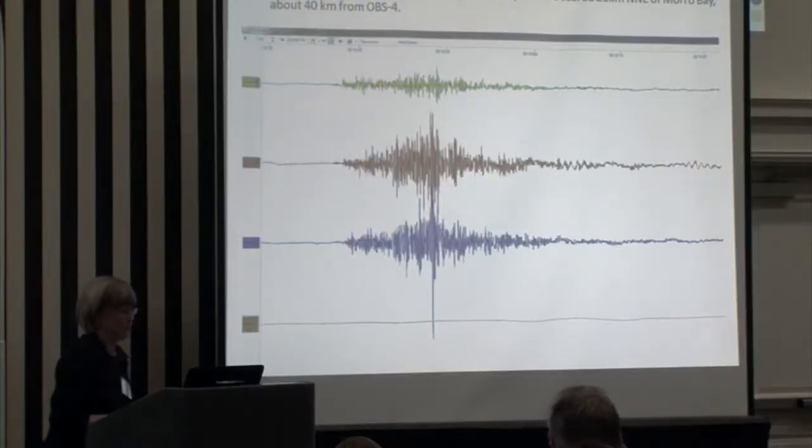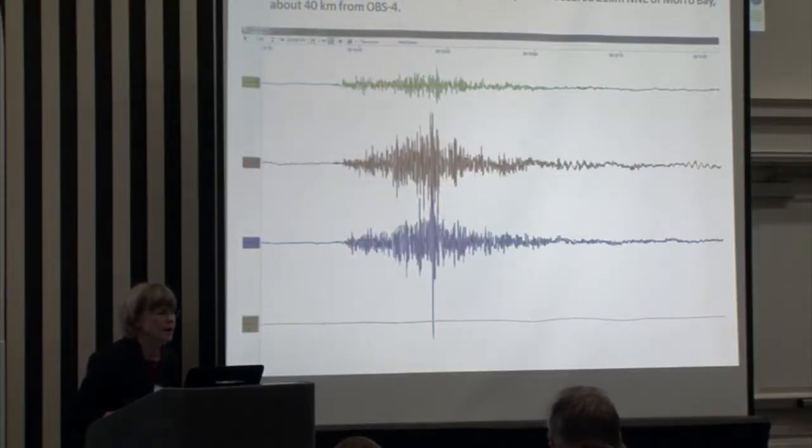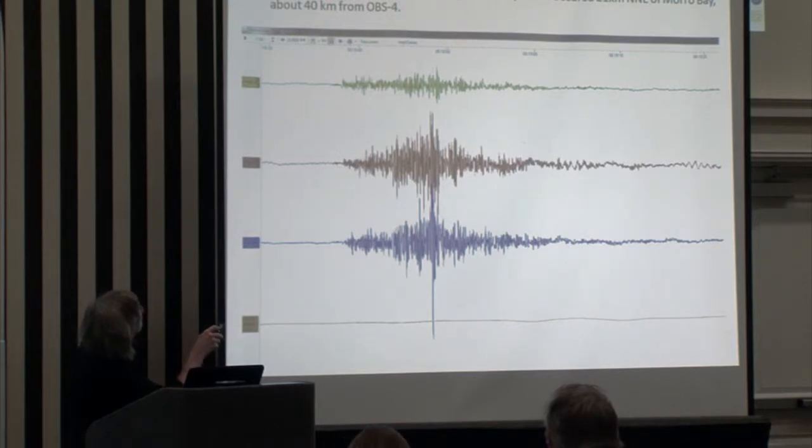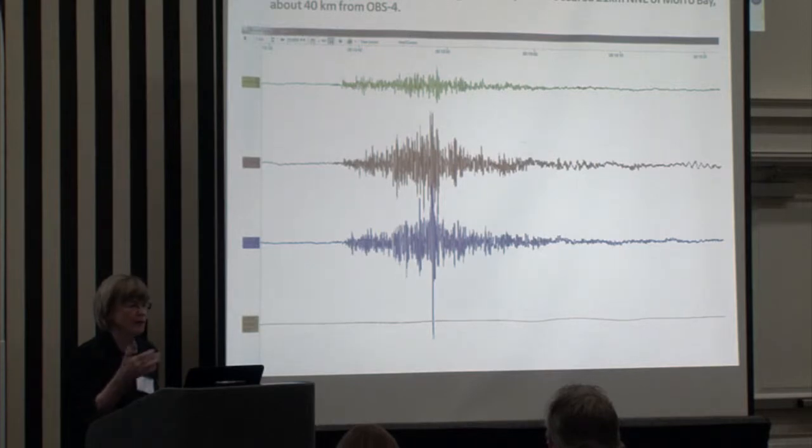Could you read the time scale, please? The time scale, yes. Okay, the tick marks, they are 10 seconds between here and here. Okay, these are 10 second marks. Okay, and top is vertical, and the bottom two are the horizontals. So this is from the broadband.